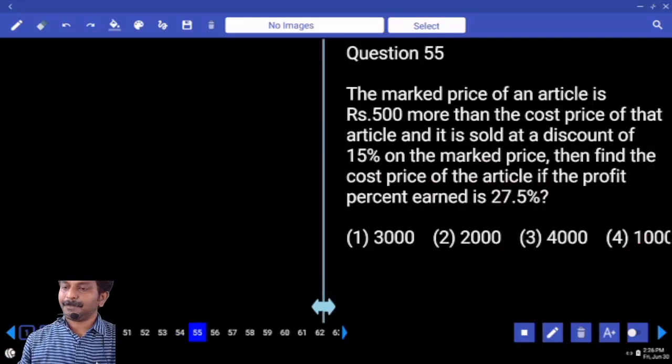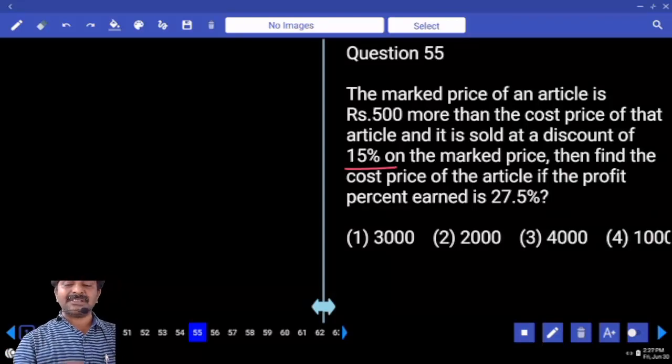Yes, so the answer: cannot be determined. The market price of an article is 500 more than the cost price of the given article, and it is sold at a discount of 15% on the market price. Then find the cost price of the article if the profit percentage earned is 27.5.